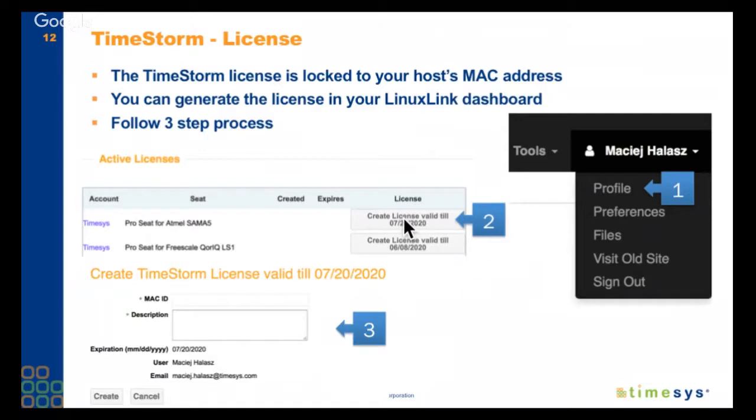For every subscription that you have, the 30-day license is available on free subscription. You can click on this and access this license generation screen where you have to enter your development host MAC ID. So that's your network card MAC ID. TimeStorm's default license is node locked to your development machine, and as such, that's the information that you have to enter here to get your license. Provide a brief description and then click Create, which will allow you to then download the license to your development machine and set it up in TimeStorm.